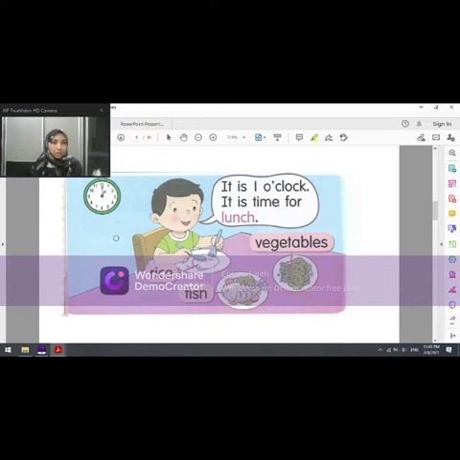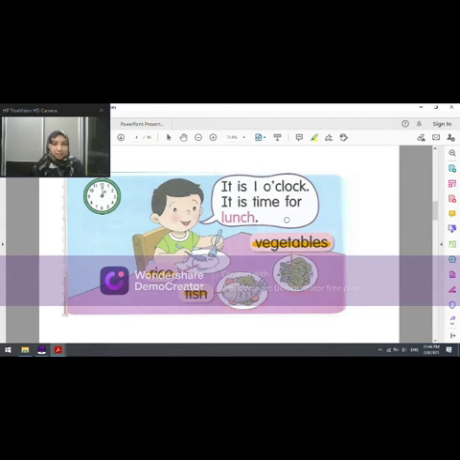Next we have to focus on the food that are on the table. So first, what do we have here? This is the rice. Rice in Malay is called nasi. Second, what is this? Yes, this is the fish. Fish in Malay is called ikan. And the last one, in the third plate we have vegetables. Vegetables in Malay is called sayur-sayuran.